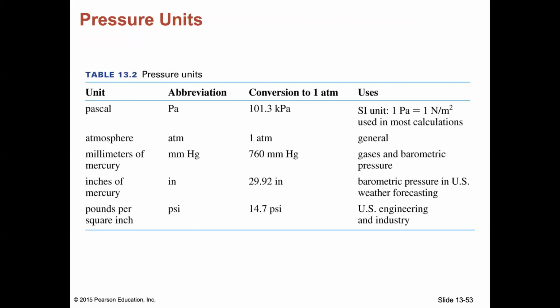And here are some pressure units. The most commonly used unit for pressure is the Pascal, abbreviated Pa. One atmospheric pressure equals 101.3 kilopascals. So actually, the Pascal is a relatively small unit, but one atmosphere, or one atm, is a very big unit for pressure. One Pascal equals one Newton per meter squared, so it's the most used unit in SI units.